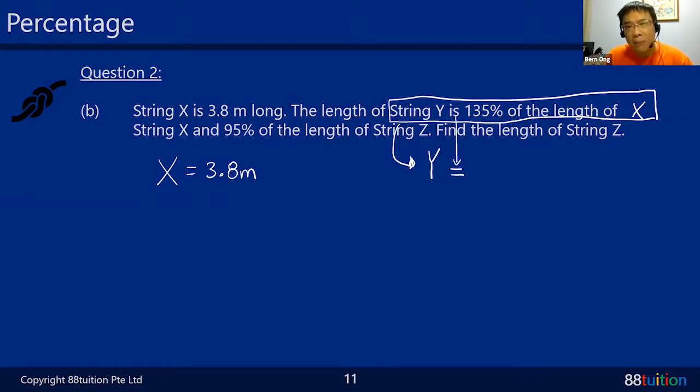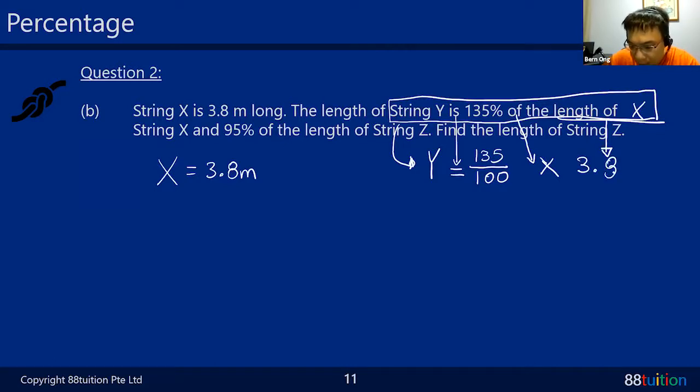135%. I don't like the percent behind. Change it to fraction or decimal. When you see the percent behind, it means 135 over 100. I said already, divide by 100. What's the meaning of of? Of means times. The length of X. What is the length of X? The length of X is given as 3.8 meters. Can you see or not?